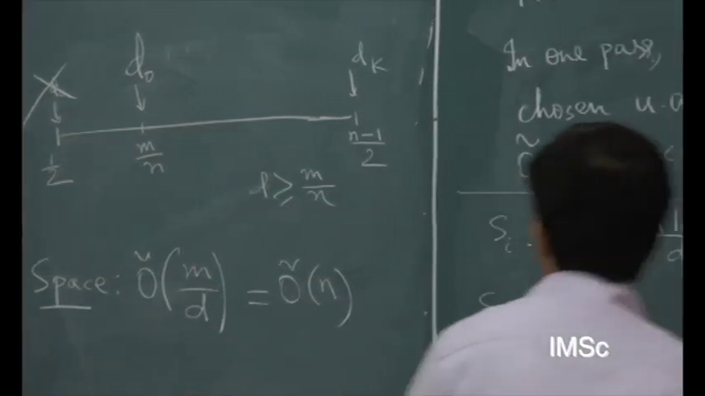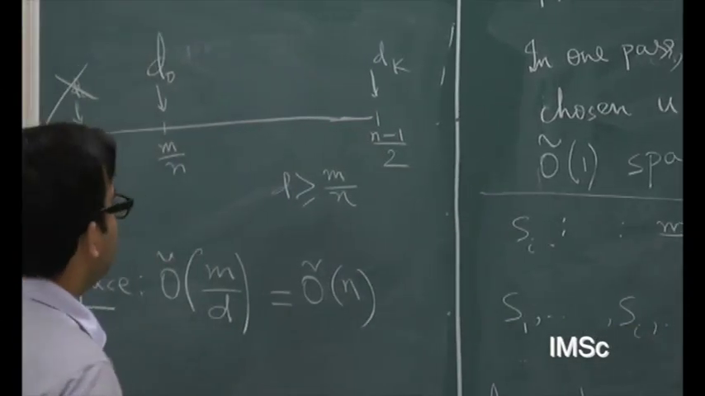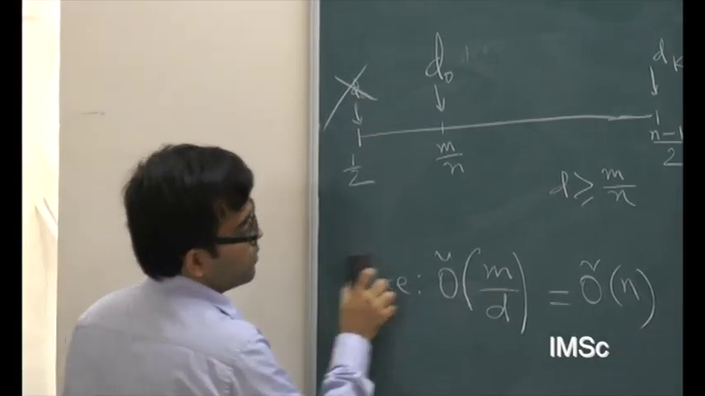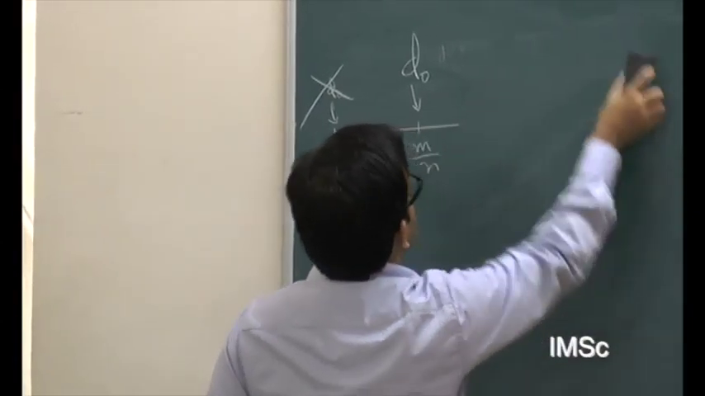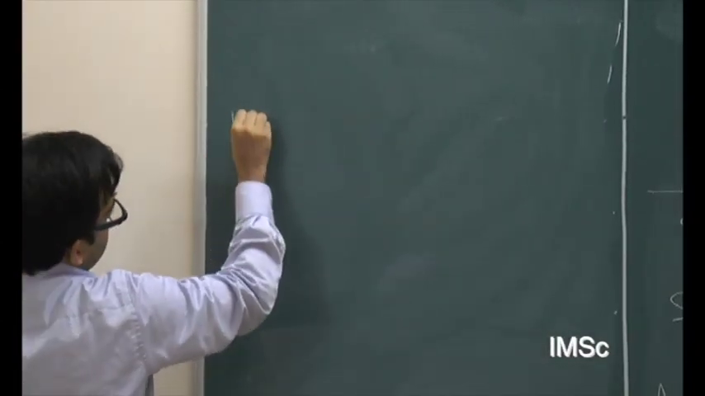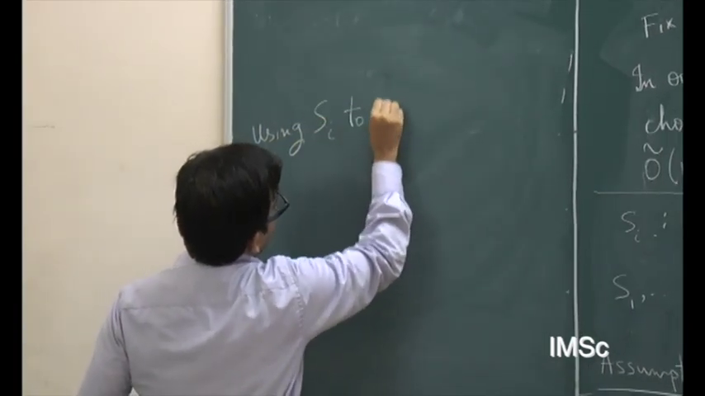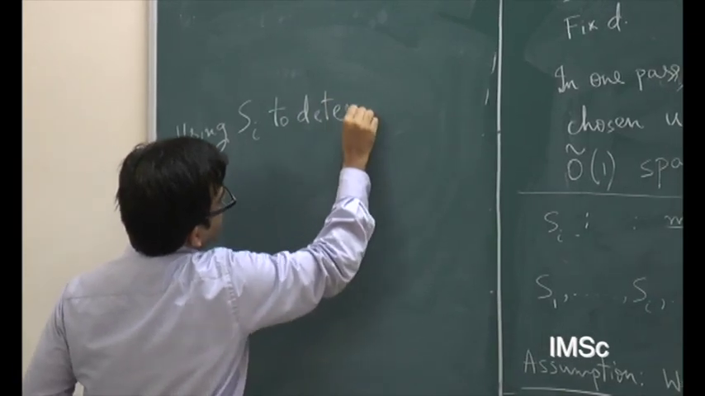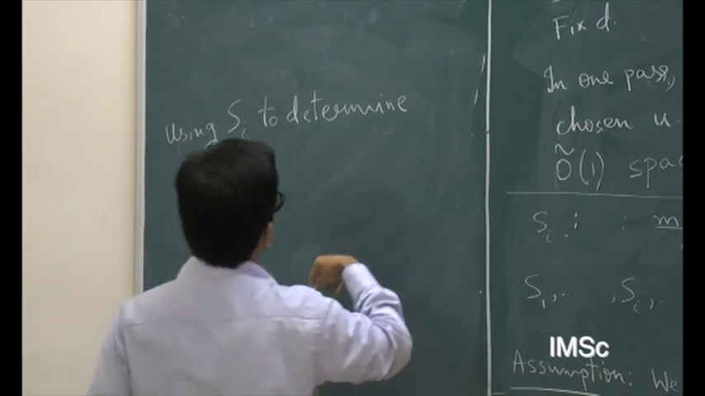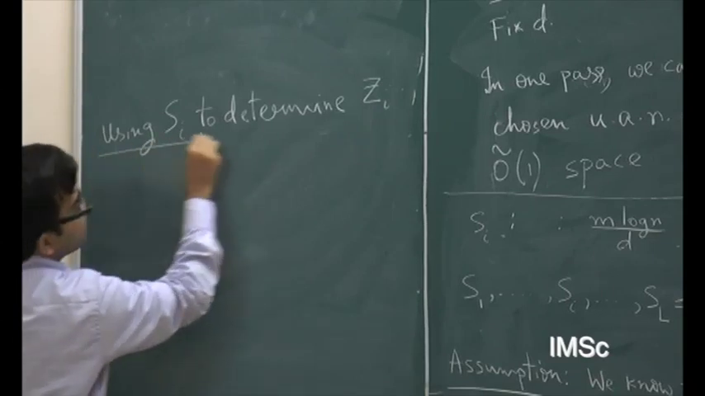Now, using Si, we will determine Zi. Which part can I erase? Let me just erase this part again, okay? Can I erase this part? Using Si to determine Zi. How will you do that?